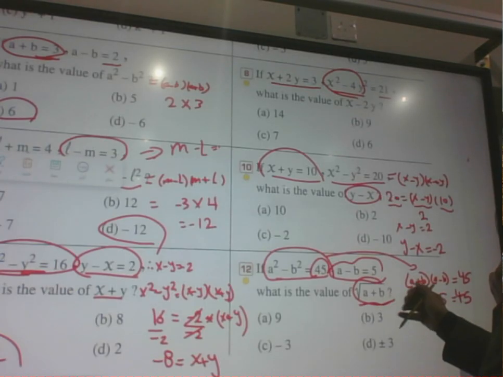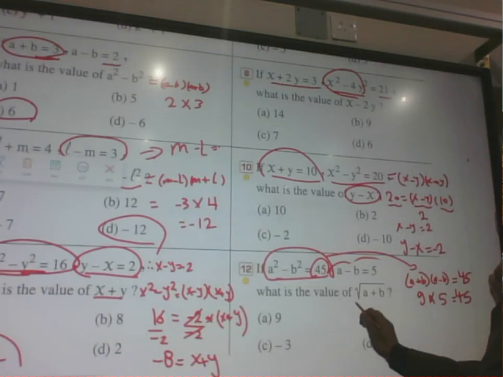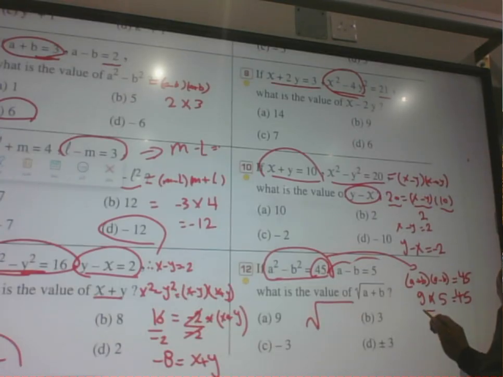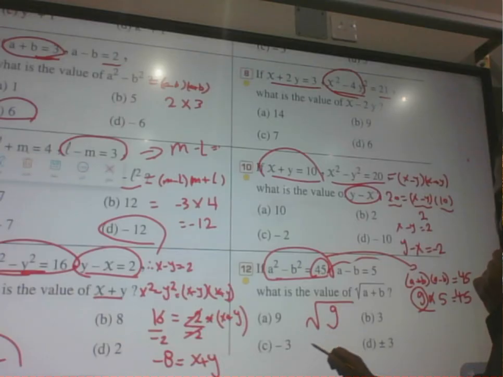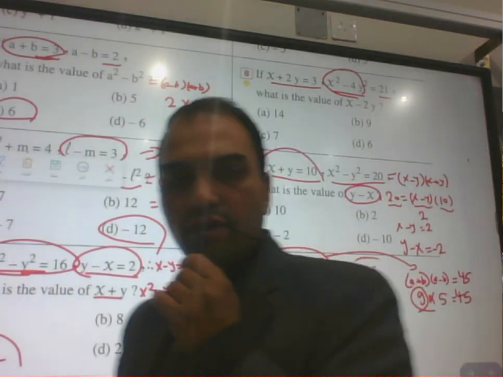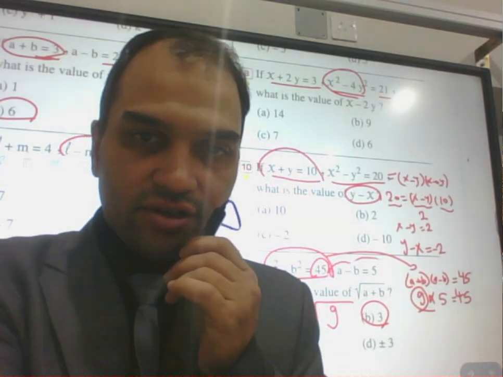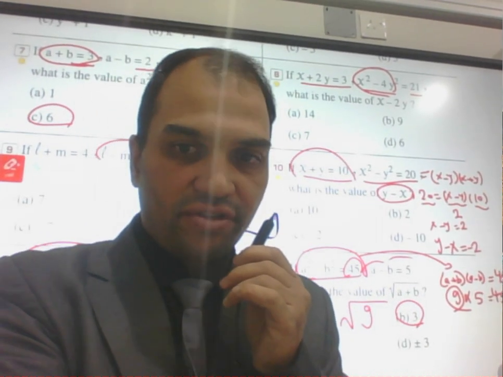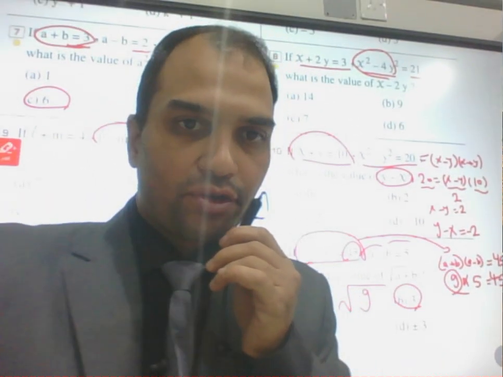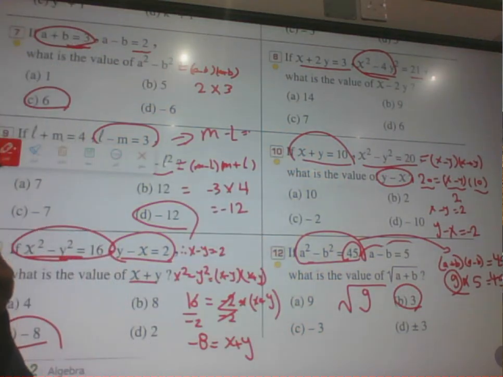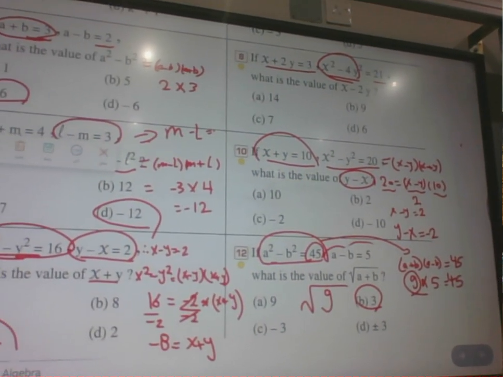But he wants to find the positive square root of a plus b. Square root of 9 will be positive 3. Okay, choose letter B, because the sign of the square root here was positive. Then the answer here will be positive 3. This is the correct answer for this question. Okay, understood? Okay, next question.